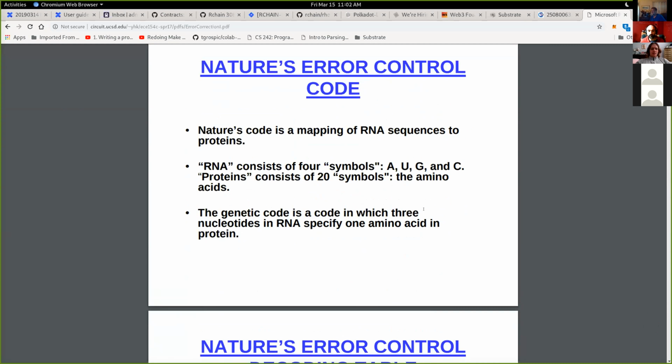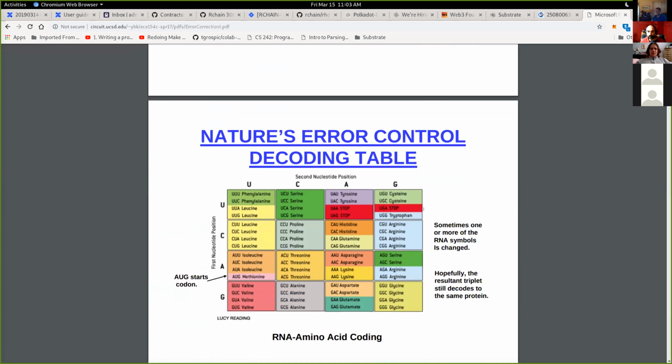Yeah. I wonder how they do error correction though. Or if RNA does. Good question. Sometimes one or more of the RNA symbols is changed. Hopefully the resultant triplet still decodes. Oh, because there's more than one correct way to spell each one, I think. So anything that starts with AC, I guess, is a valid spelling for one of these amino acids. That's kind of a weird way to do it though, because that just means this 4th symbol is basically not used at all.